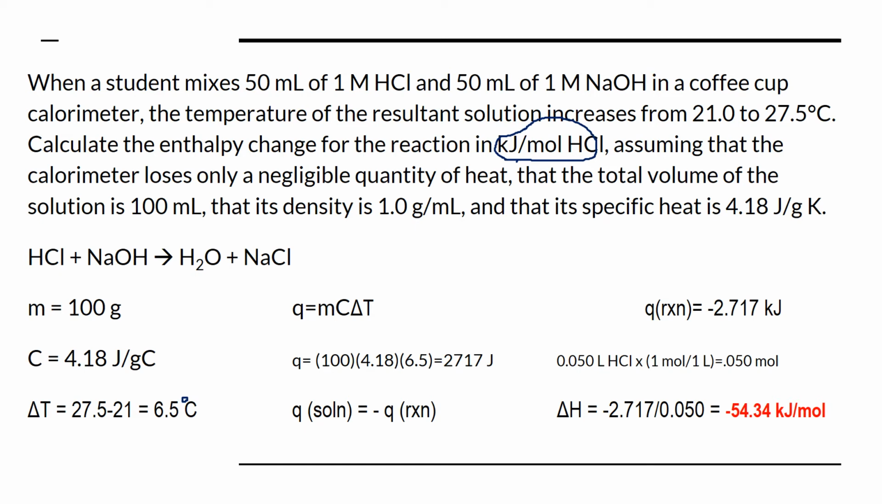So we're going to substitute these values into Q equals MC delta T. So we have 100 times 4.18 times 6.5, which gives us 2717. Remember, since C is in joules, our answer is in joules, 2717 joules. Now remember, we just calculated the heat of the solution, but the heat of the reaction is the opposite of that. So it's negative. So the heat of the reaction is negative 2.717 kilojoules. So I just converted to kilojoules since we know in the end we're going to need kilojoules per mole.